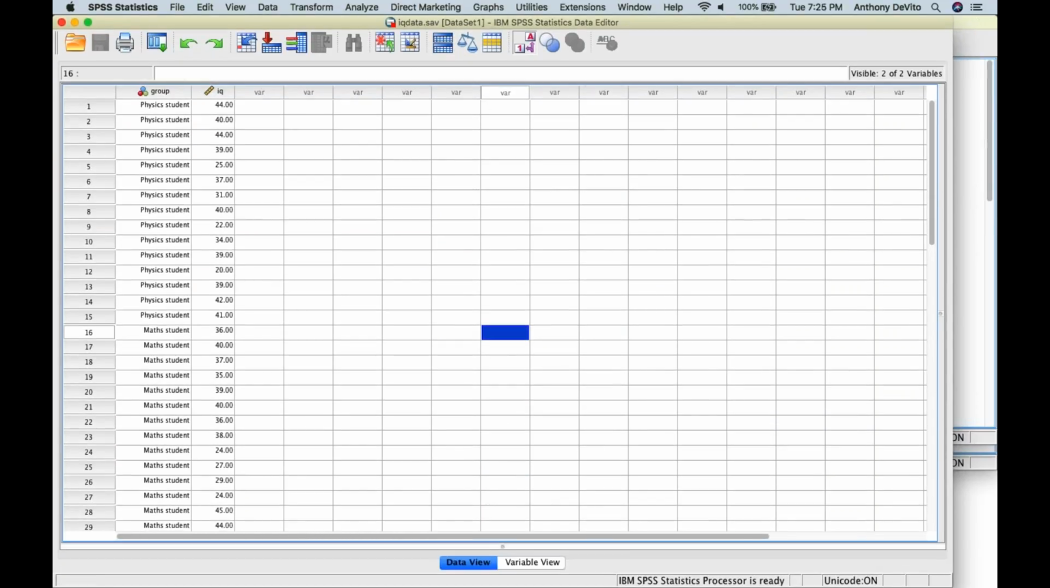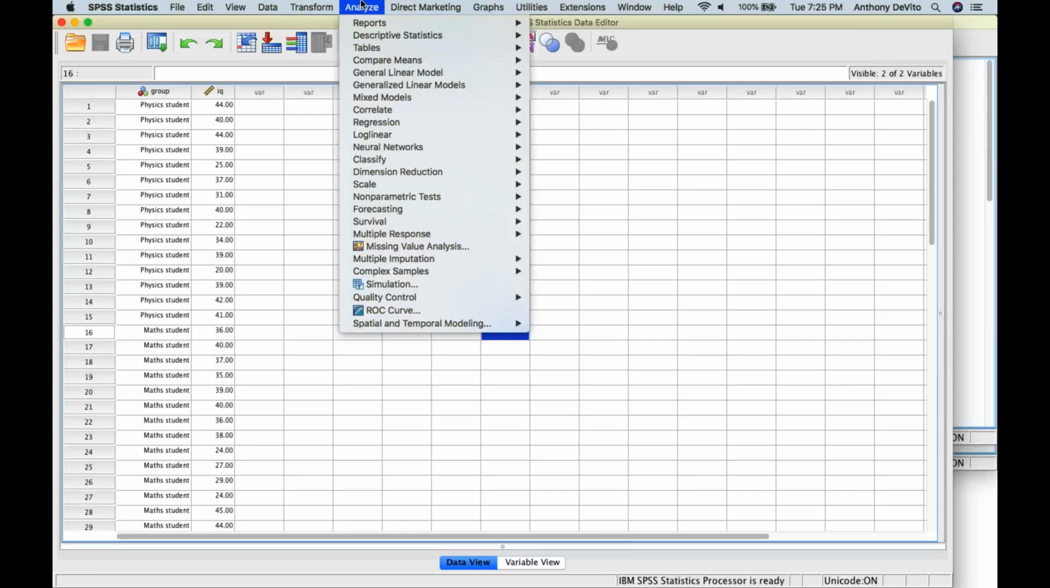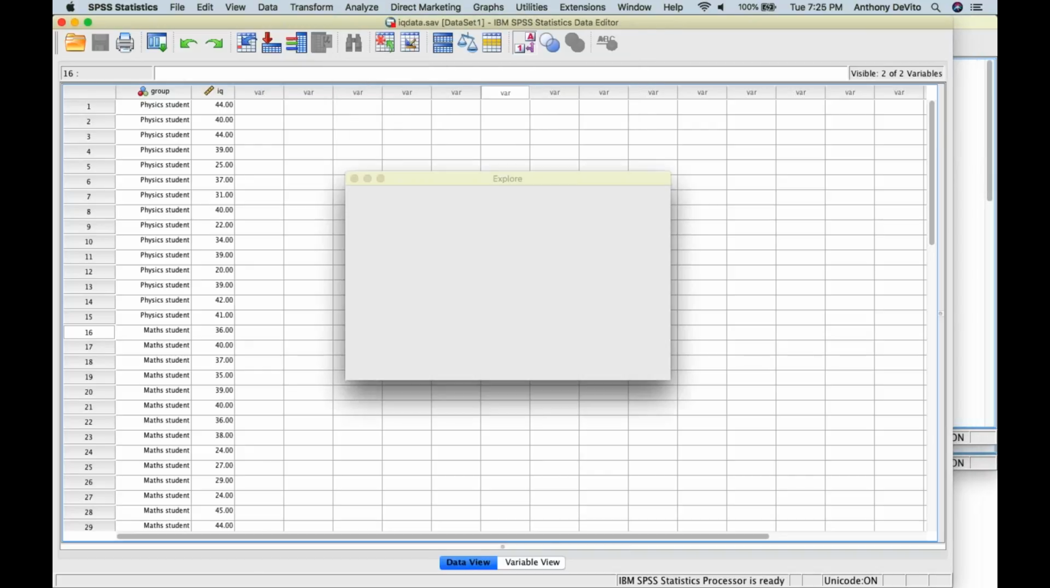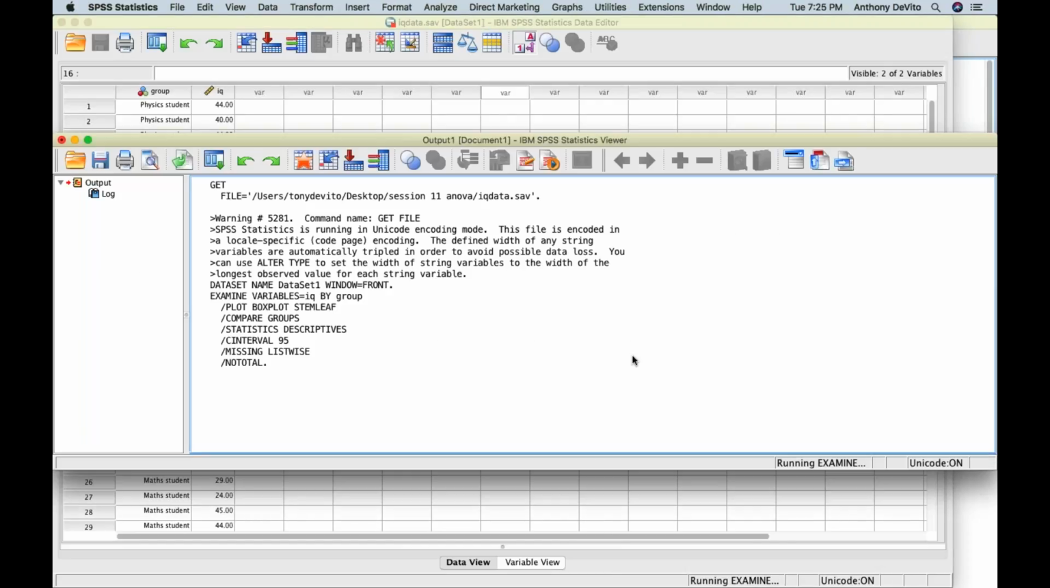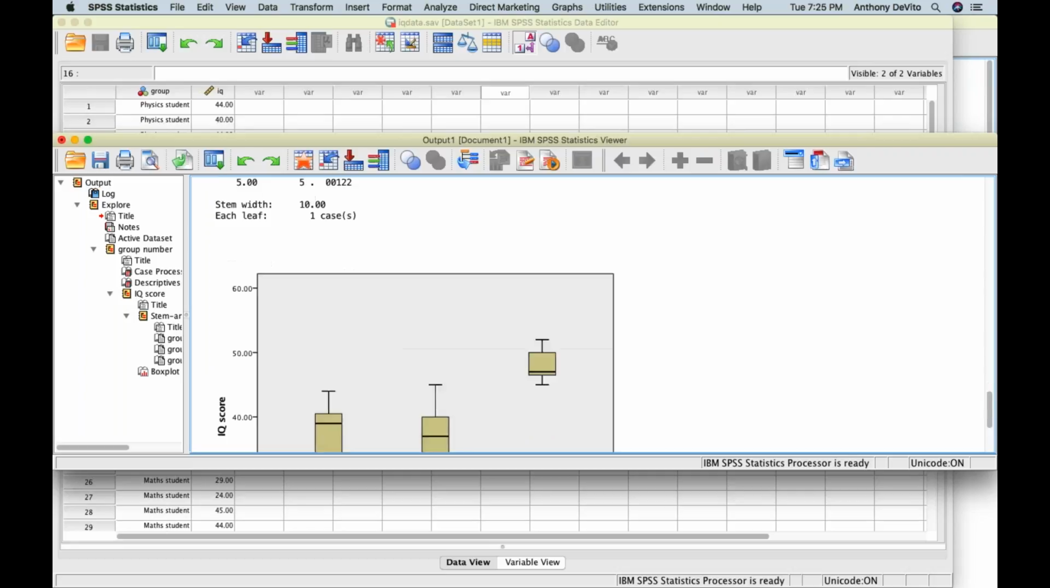Okay, so I'm going to go in here. I'm going to say analyze. I want to compare the means of these three groups. Let me do the descriptive statistics first. Analyze, descriptive statistics, explore. I'm going to move our numerical variable, which is the IQ score. So I guess it must be actually a test or something like that, or some oddball IQ score. I'm going to move the grouping variable into my factor list. And I'm going to click OK. And it'll come up with all these interesting statistics for us.